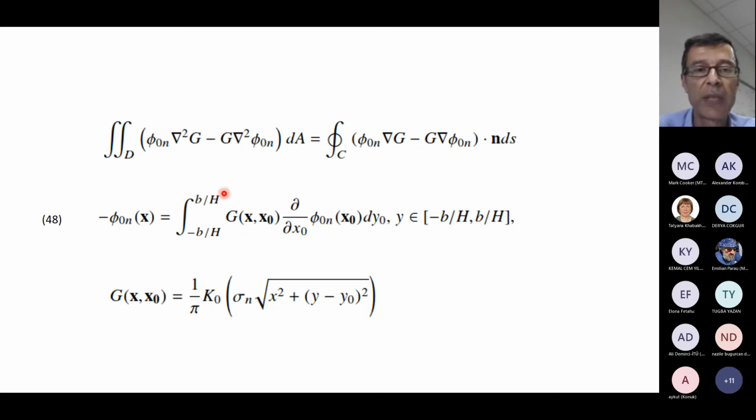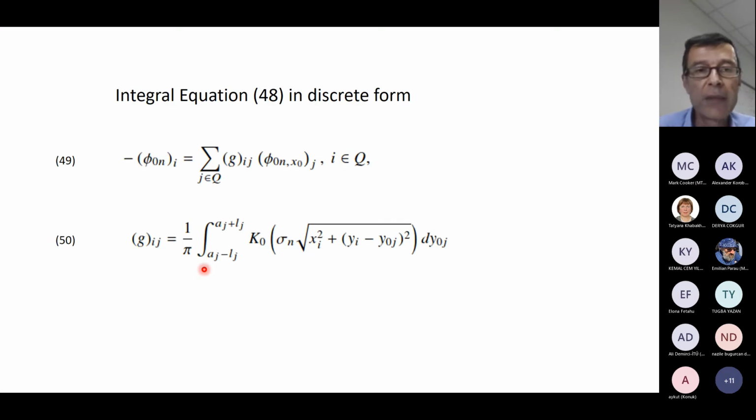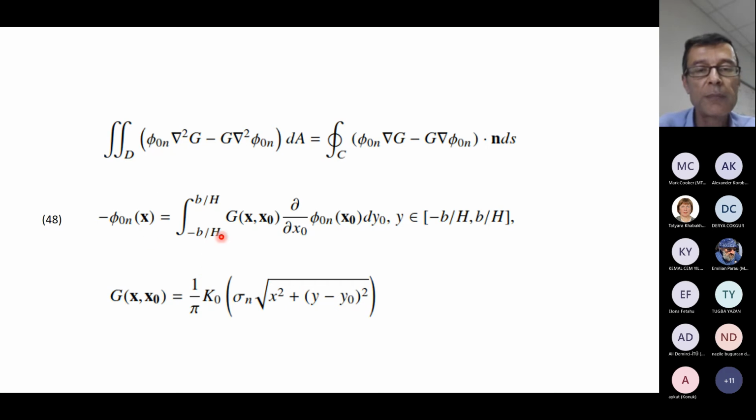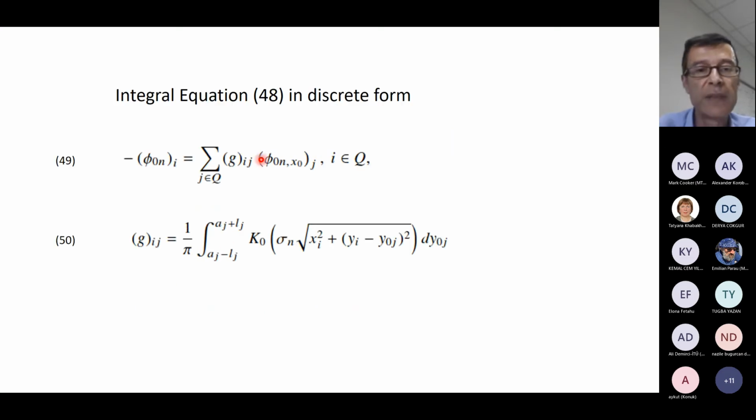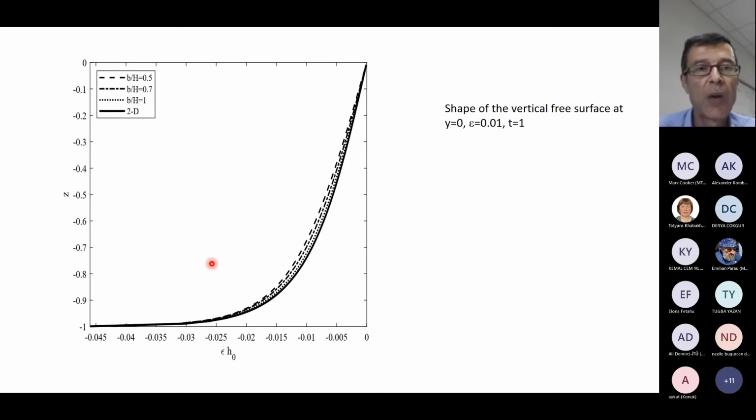and obtain this integral equation, which is a Fredholm integral equation of the first kind, and this term is the unknown here. Okay, so we will try to obtain this, and the Green's function takes this form in this interval. Then we use the discrete form of this to solve it. This is the discrete form and the Green's function. Okay, we solve this using this integral equation method.